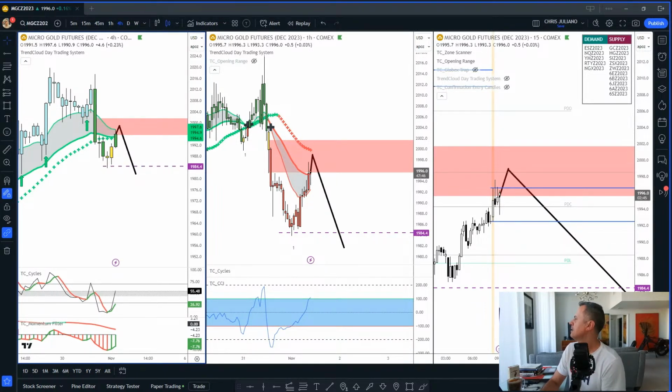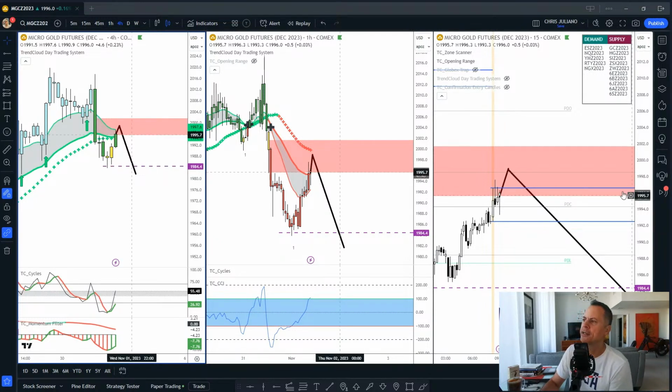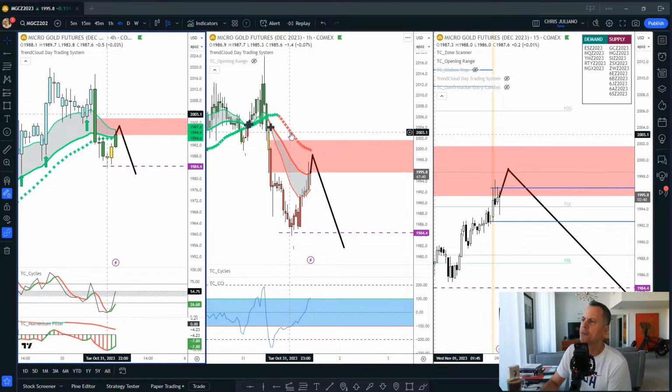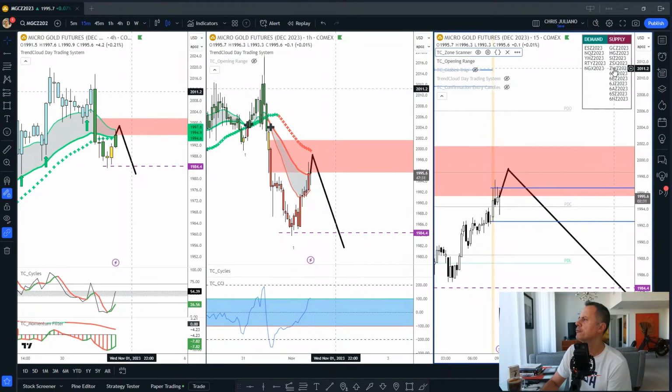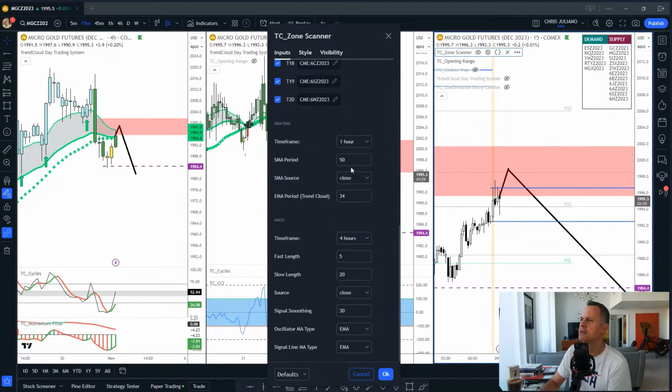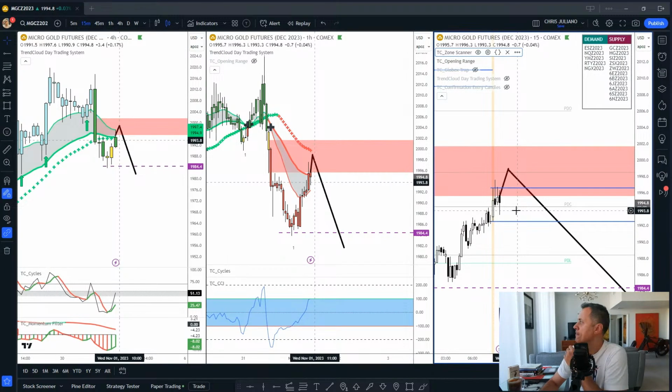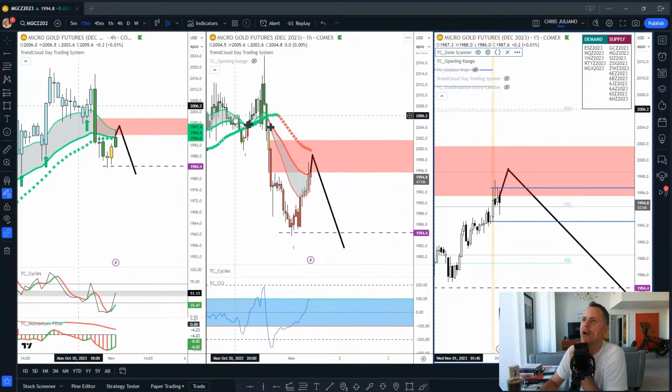What are the settings again on TrendCloud? I'll go over the settings. Oh, on the scanner, right? Right there, scanner settings. 1 hour, and you can make this whatever you want. This is your middle time frame. This is your high time frame. That's all it is. Middle time frame, 1 hour, high time frame, 4 hour on the scanner. That's it. 1 hour and 4 hour for the futures.